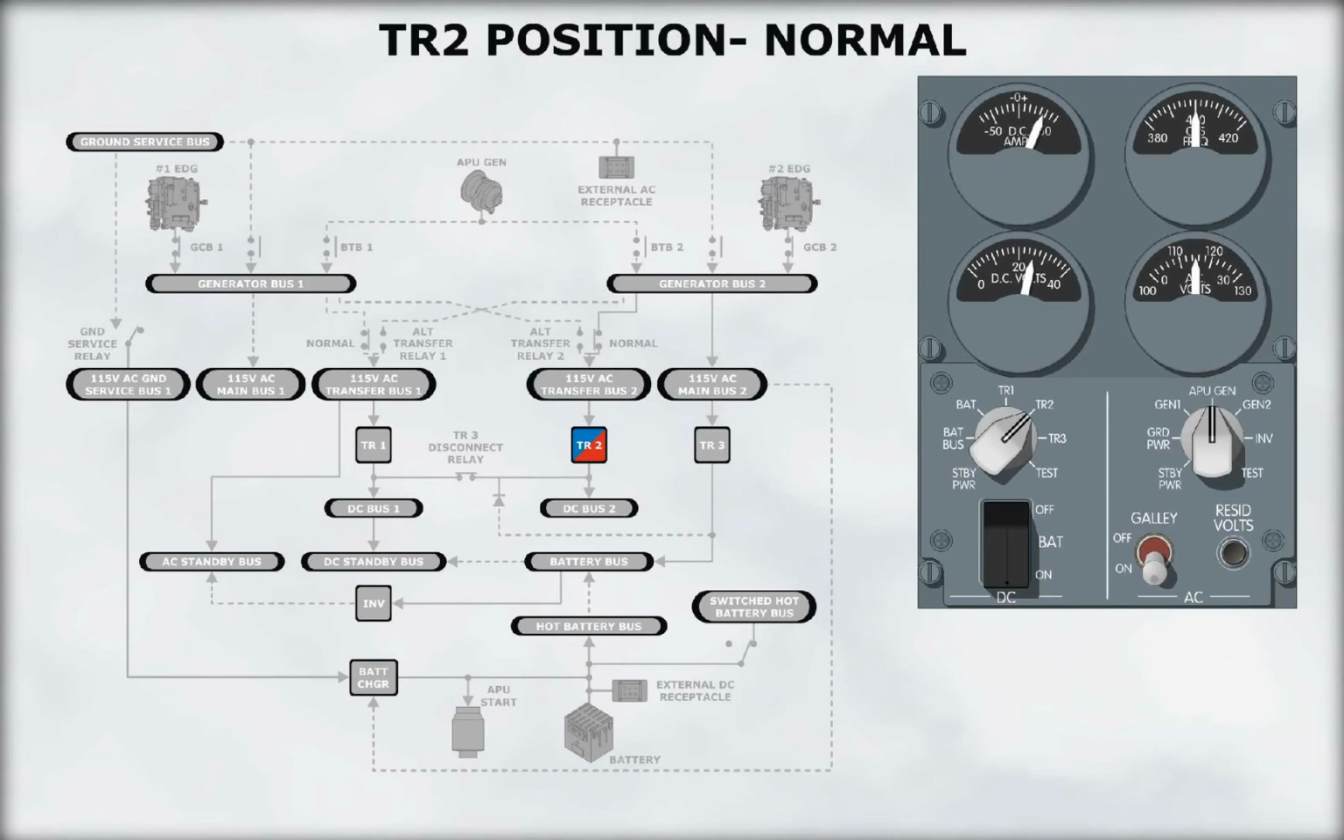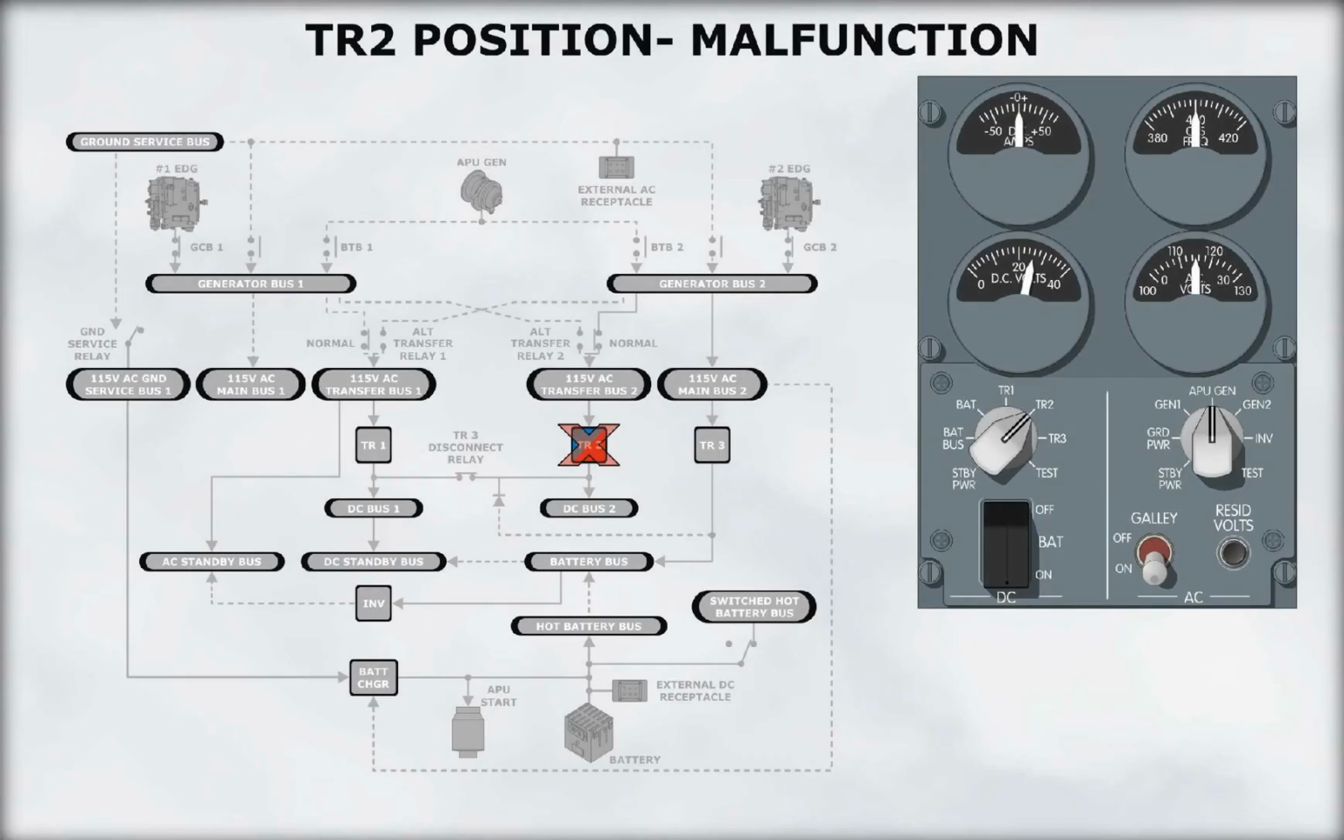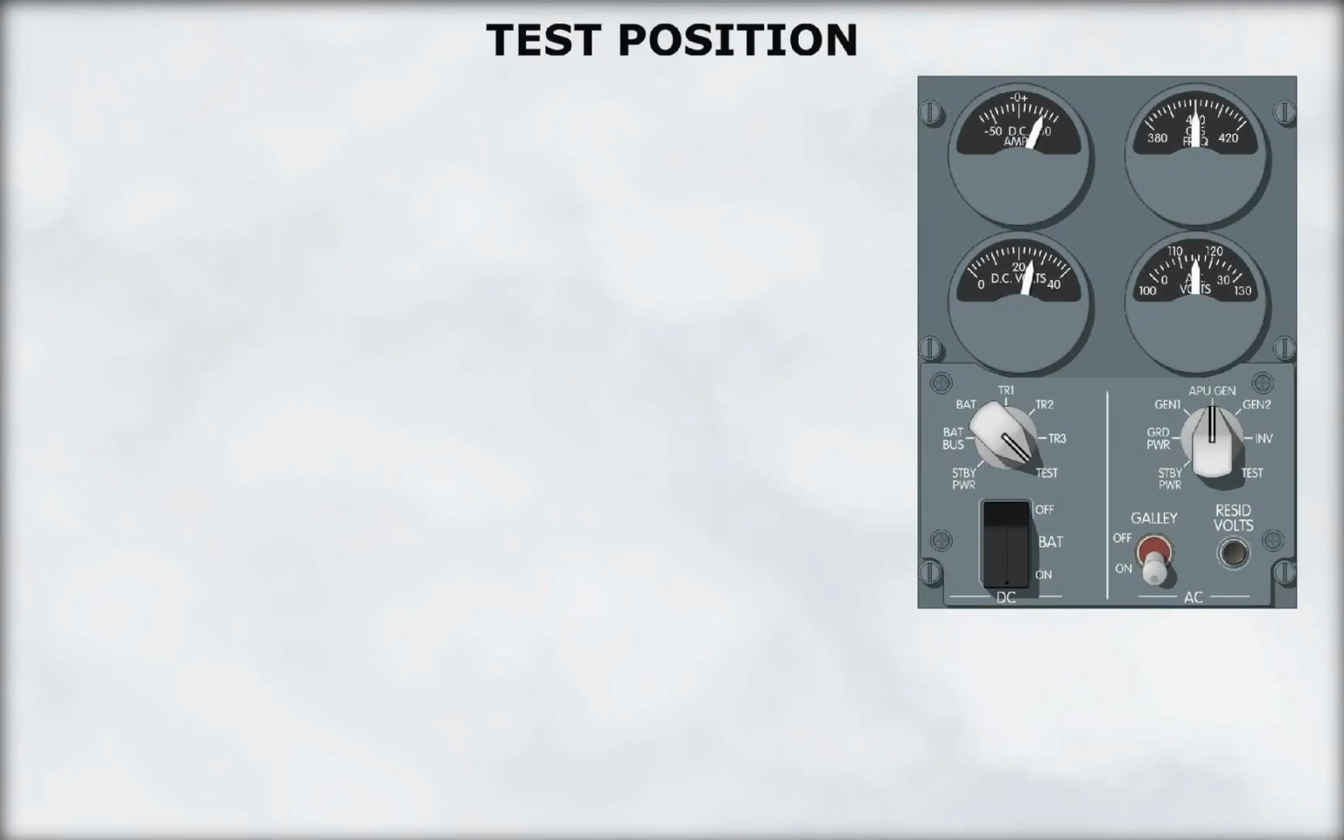Each transformer rectifier can be monitored individually. The normal output of a TR is 24 to 30 volts. The amperage will vary with the demand and will read with a slight positive reading to the TR limit of 65 amps. A zero amperage reading implies a malfunctioning TR, even though its voltage appears to be normal. TRs never display a negative reading. The test position is used by maintenance.